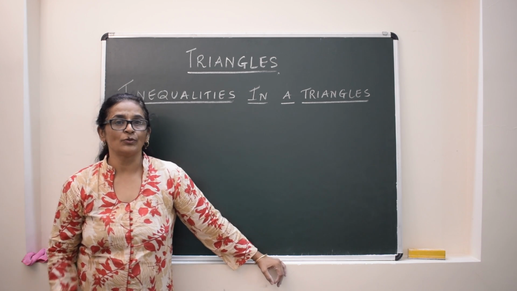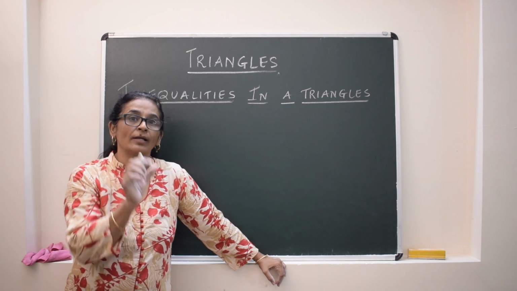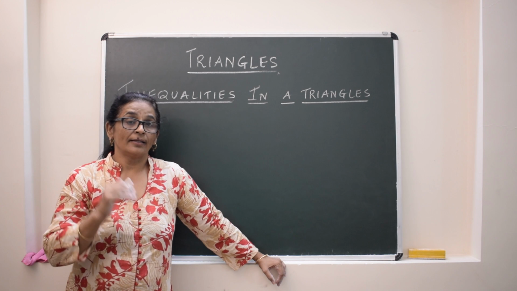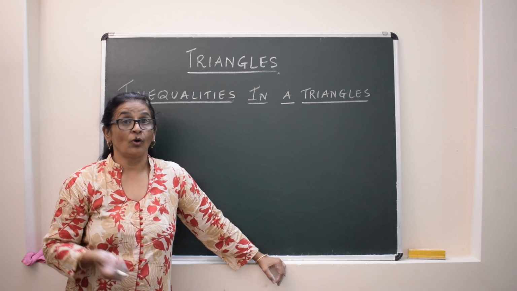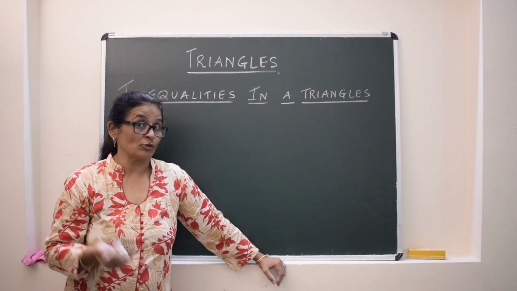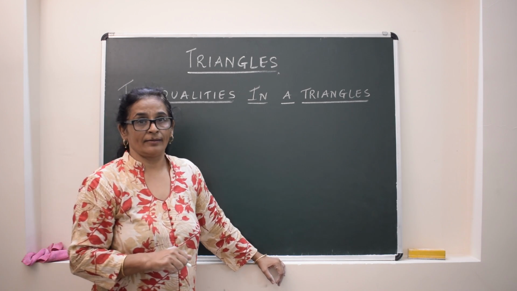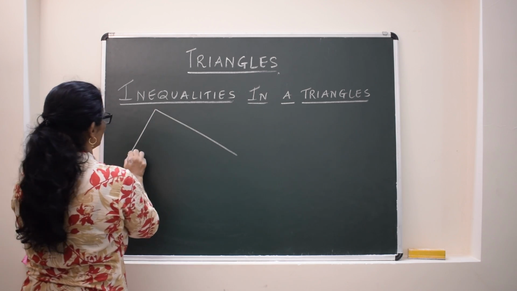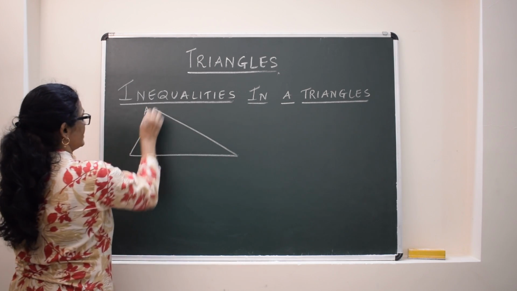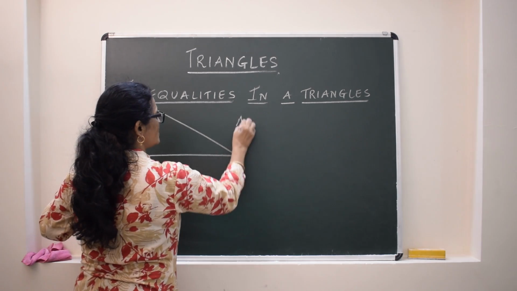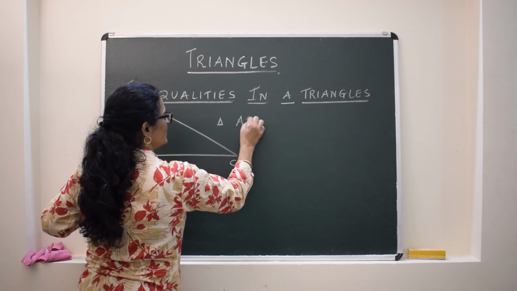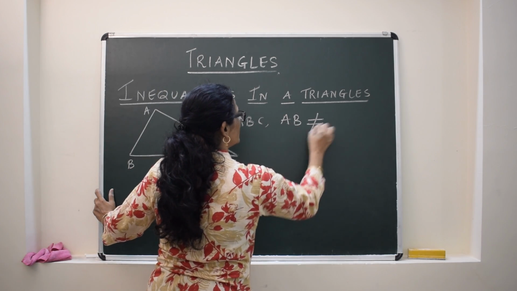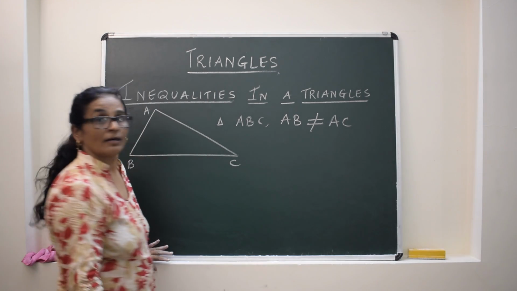Inequalities means we have to use the symbols greater than or less than. So we will discuss in a triangle when two sides are unequal. Then what about the angles opposite to them? Or if we know the angles, then what about the sides opposite to them? So in a triangle, when two sides are unequal, suppose we have taken a triangle like this and we are considering these two sides AB and AC. What is the condition? A triangle ABC is given such that AB is not equal to AC, means they are unequal.